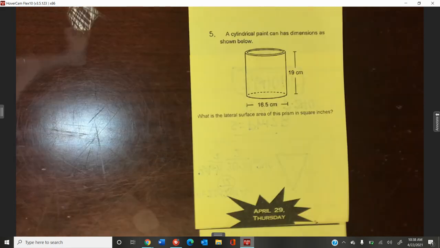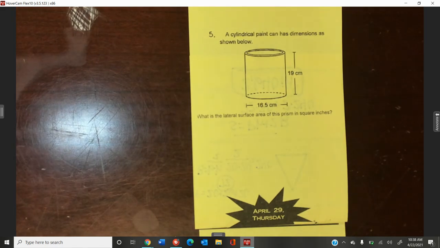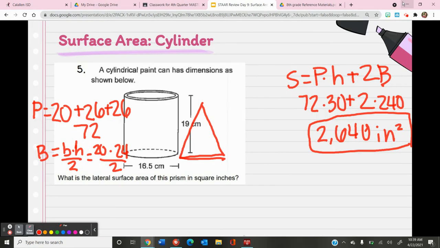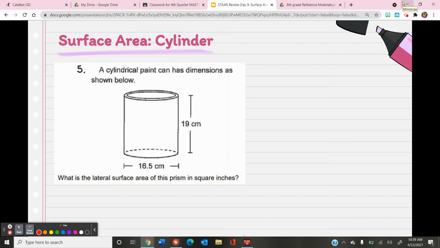And the last thing we're going to go ahead and look at are our cylinders. Now, whenever we discussed this, y'all really thought finding the surface area of a cylinder was very easy because, again, the only thing you need to know is your radius and your height. So looking at number 5 here, it says a cylindrical paint can has dimensions as shown below. What is the lateral surface area of this prism in square inches?